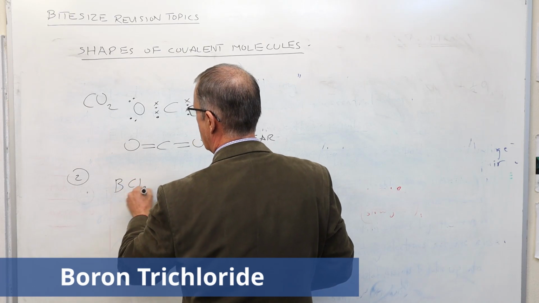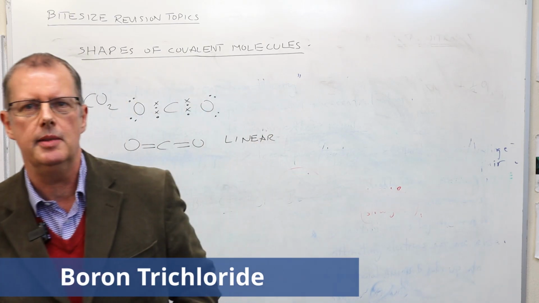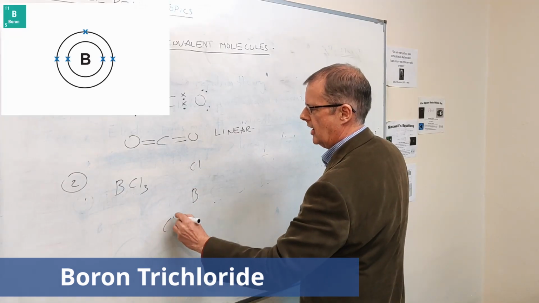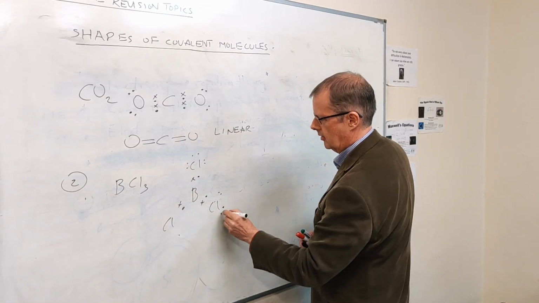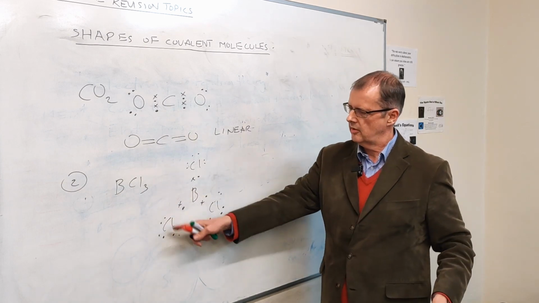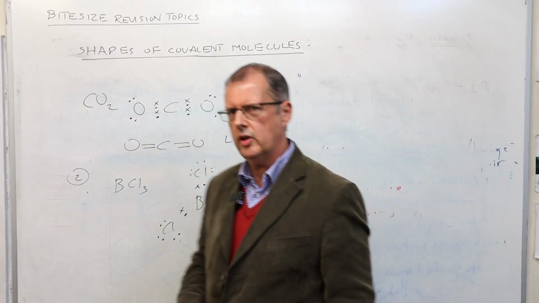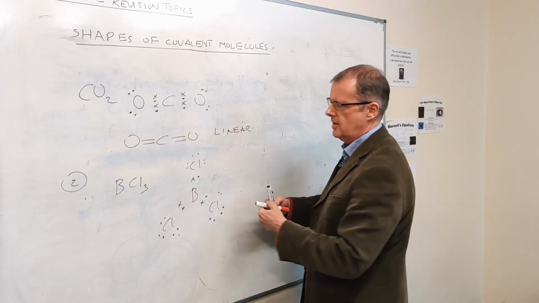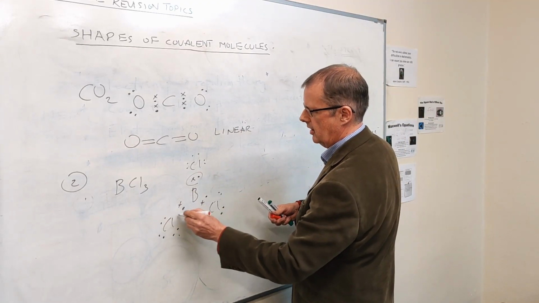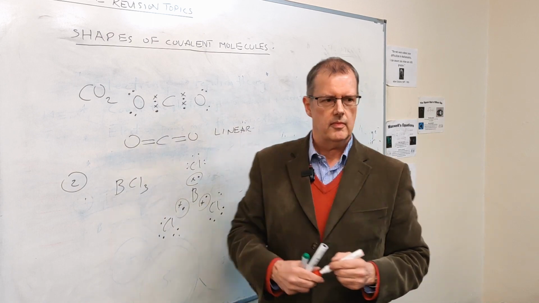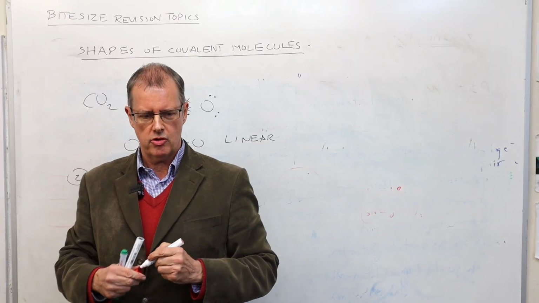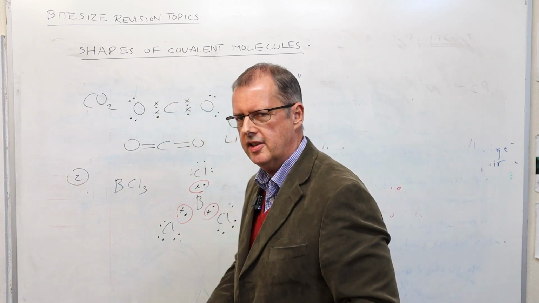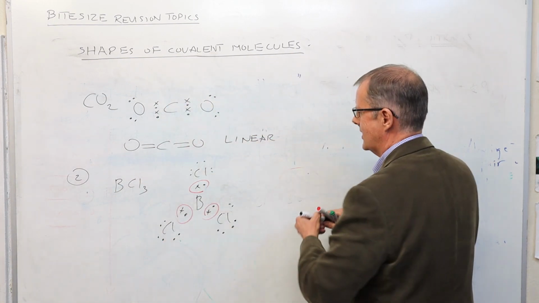Boron trichloride. Boron, you need to know your periodic table, is in group 3. So it has 3 outer shell electrons. Okay, and again, I'm not worried about all these peripheral chlorine electrons there. The significant issue is these 3 bonding pairs around the boron here. Okay, so how would you minimize the repulsion between those 3 bonding pairs? And most students will come up with the idea, put them into a triangle, and that's exactly right.